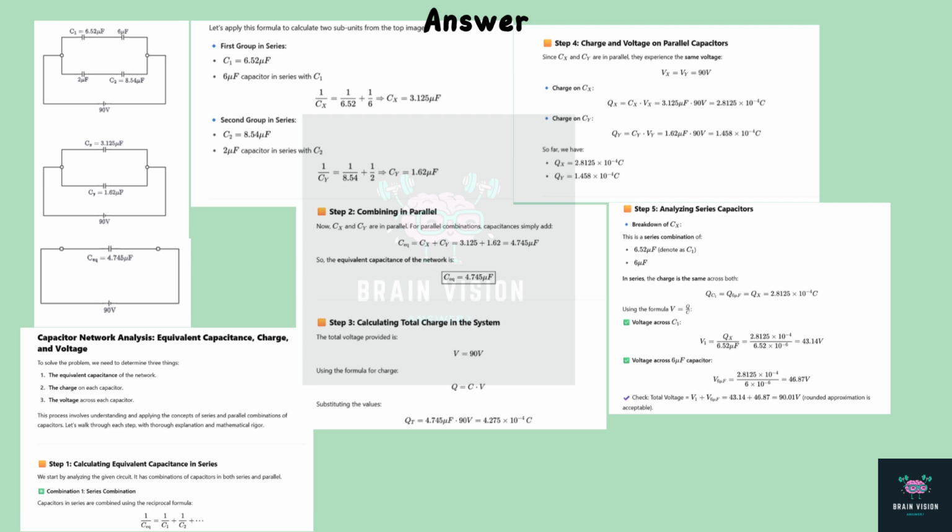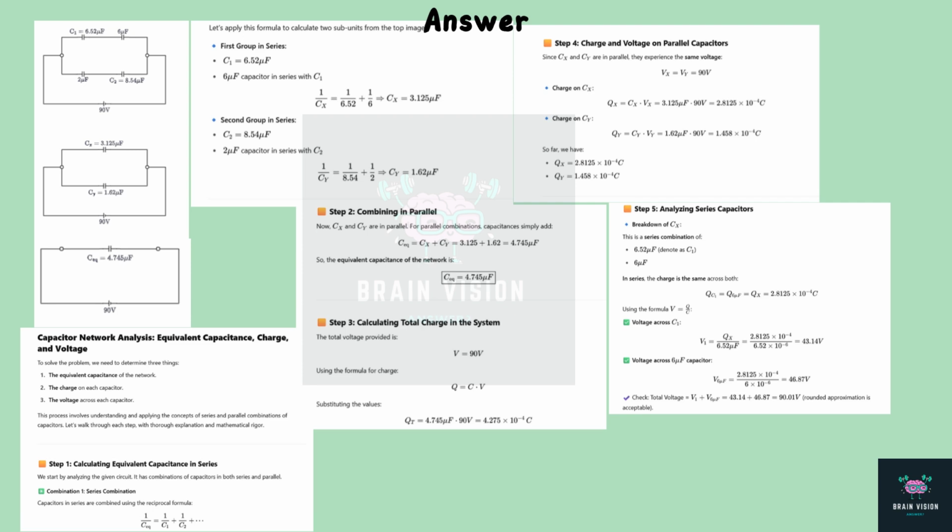Step 4. Charge and voltage on parallel capacitors. Since Cx and Cy are in parallel, they experience the same voltage: Vx equals Vy equals 90 volts. Charge on Cx: Qx equals Cx times Vx equals 3.125 µF times 90 V equals 2.8125 times 10 to the minus 4 C. Charge on Cy: Qy equals Cy times Vy equals 1.62 µF times 90 V equals 1.458 times 10 to the minus 4 C. So far we have Qx equals 2.8125 times 10 to the minus 4 C and Qy equals 1.458 times 10 to the minus 4 C.